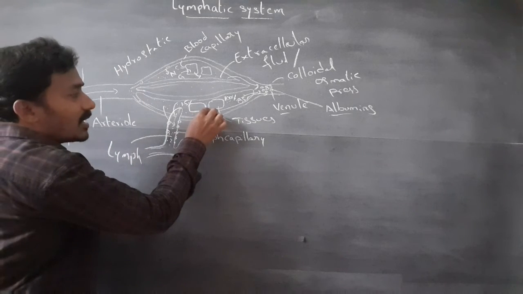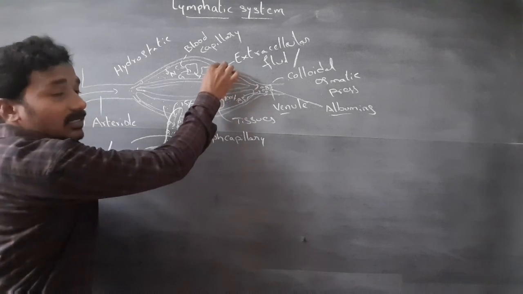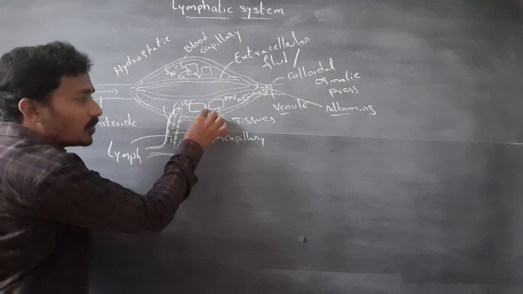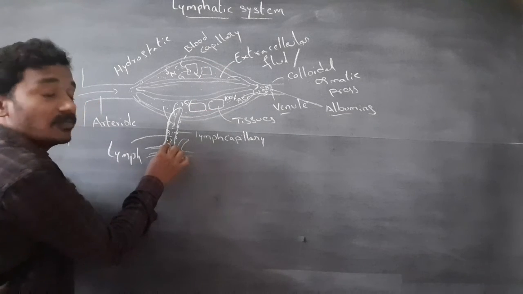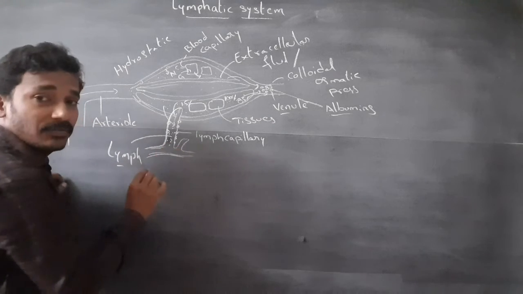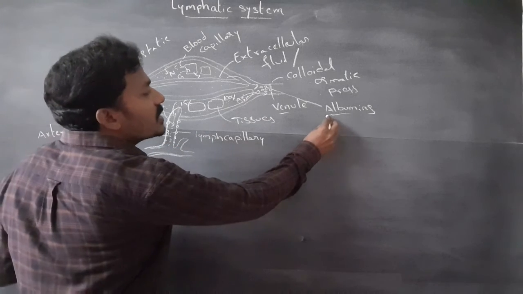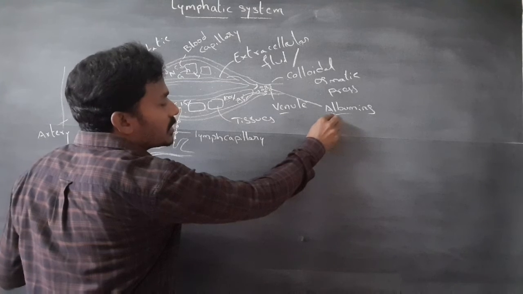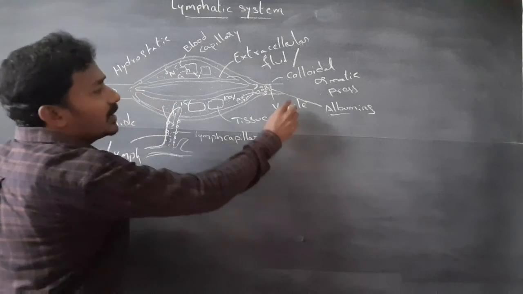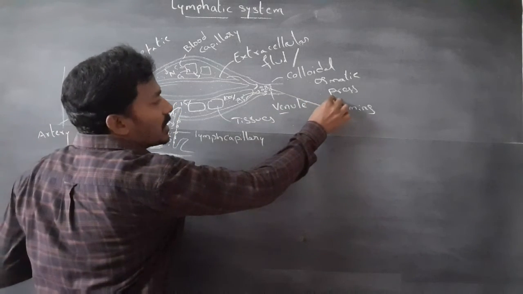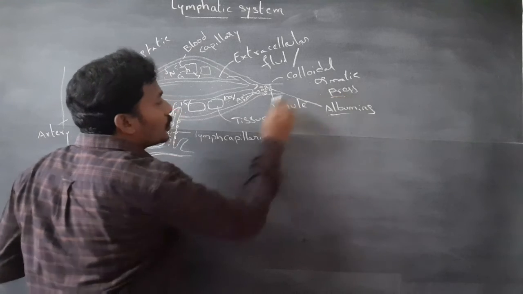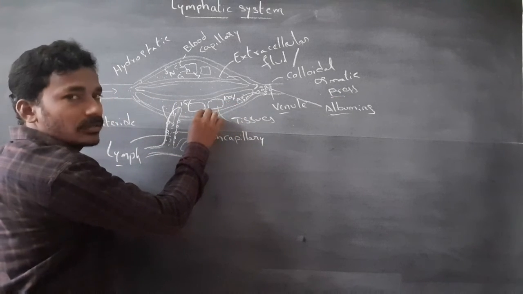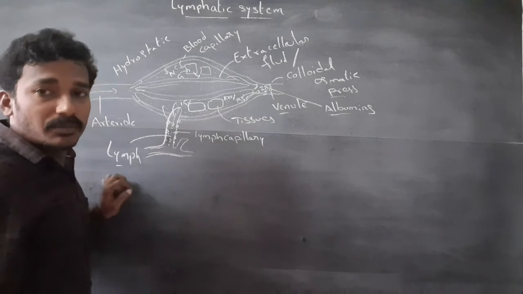The extracellular fluid present in the blood is called plasma. The extracellular fluid present in the lymph capillary is called lymph. Deficiency of albumin causes edema. It means colloidal osmotic pressure is absent, so the extracellular fluid accumulates in the tissues. This is called edema.